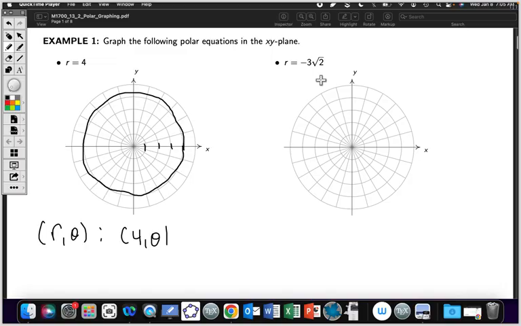Over here, r equals negative 3 square root of 2. So we'd be graphing all points of the form negative 3 square root of 2 comma theta. Now the negative here just tells us that when we start, instead of moving to the right of the origin and then rotating around a circle of radius 3 root 2, we're going to be moving to the left.